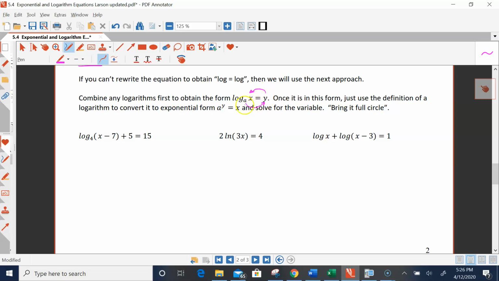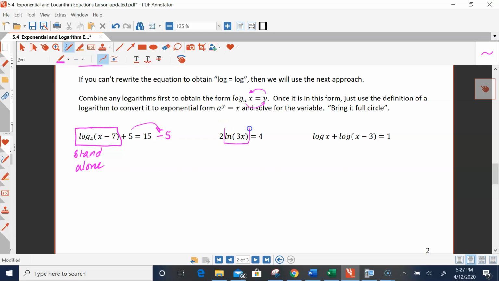But I can't bring it full circle until the log stands alone. I have to have a logarithm of one thing equal to one thing on the other side. So in other words, this logarithm needs to stand alone. And he doesn't because he has a +5. So I would have to get that logarithm to stand alone by subtracting 5 on that side.